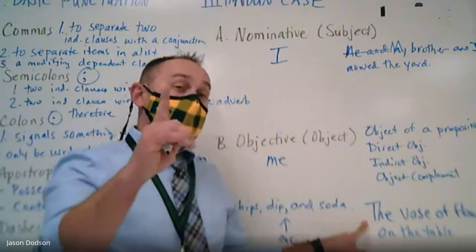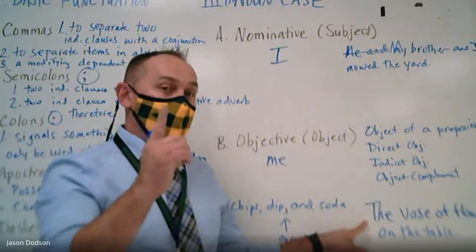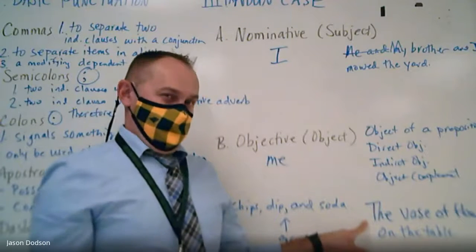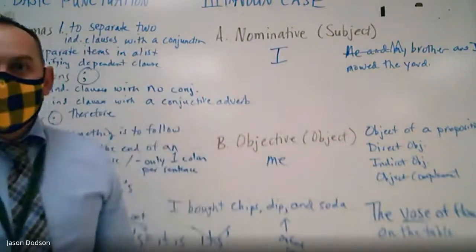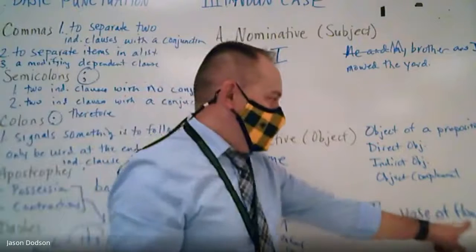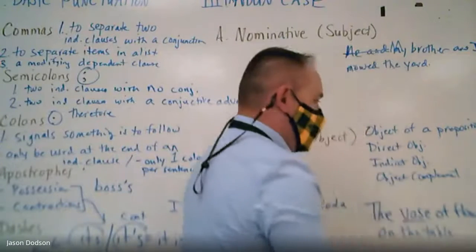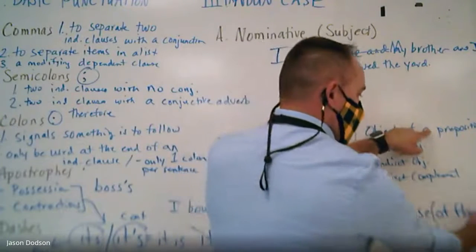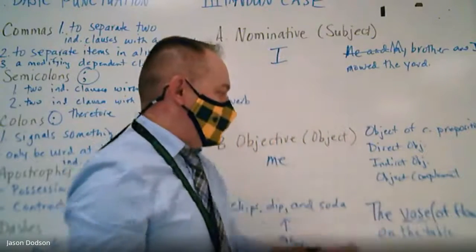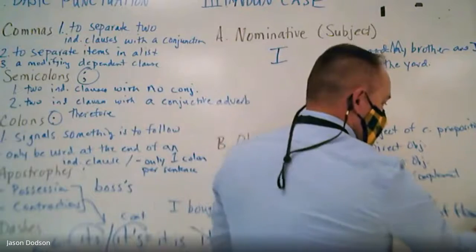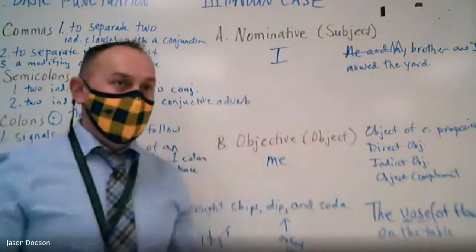Okay, well, what one word? When I ask what's the subject, I'm talking about what one noun is the subject. It's vase. Can you explain using grammar? What's flowers? Object of a preposition, of. If it's the object of a preposition, it can't be the subject. So it's vase is on the table.